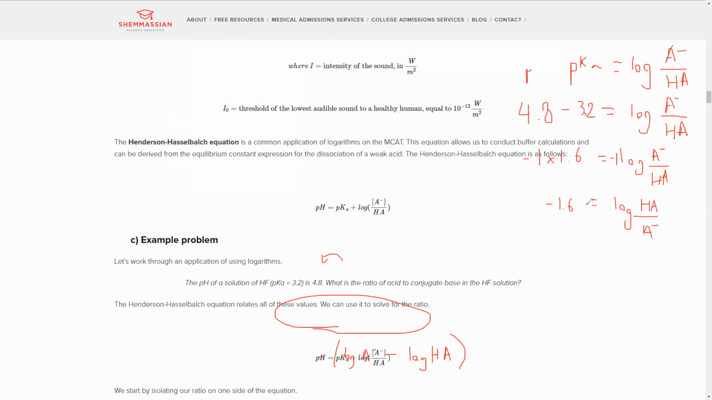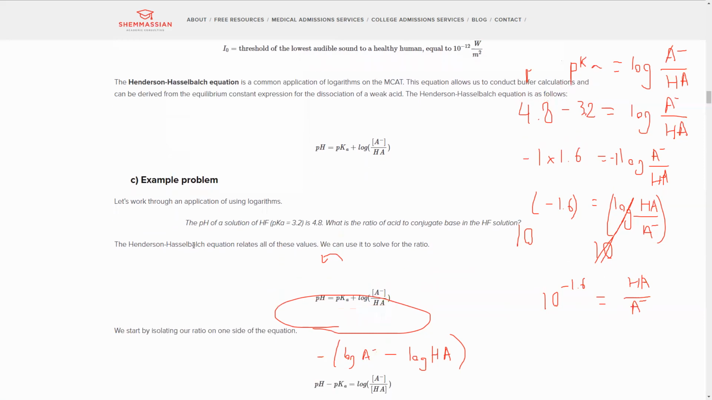To actually solve a log, we can raise both sides as exponents to tens, since it's a log base 10. This 10 here, and since I have 10 here and I have a log here, these guys can cancel out essentially. And so 10 to the negative 1.6 would be equal to HA over A minus.